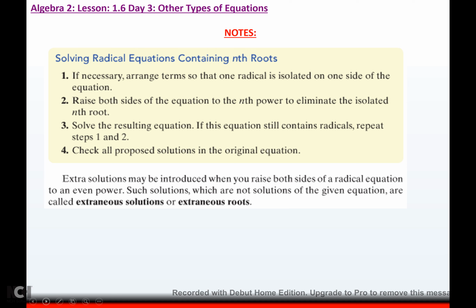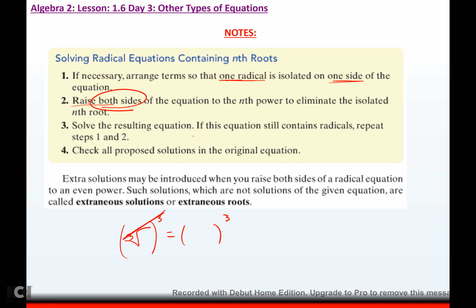It says if necessary, arrange terms so that one radical is isolated on one side of the equation. And then whatever your index is, you're going to raise both sides. Once you've isolated it, you can kill it. So let's say that I isolated a cube root of something. To kill a cube root, you would cube it. The only rule is you would have to do it to both sides. That would kill the cube, which is going to get your x out.